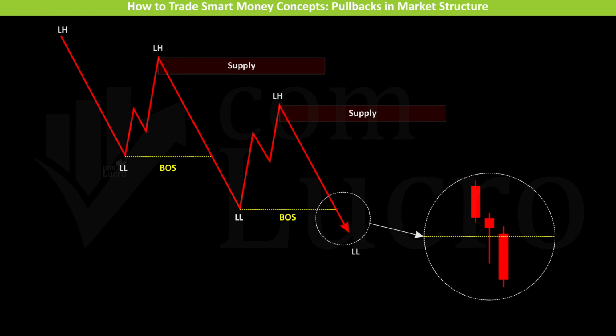Each time a structural level is broken to the downside, a new supply zone is formed. As long as price stays below this swing high, the downtrend remains valid, and retracements are treated as pullbacks, not reversals.